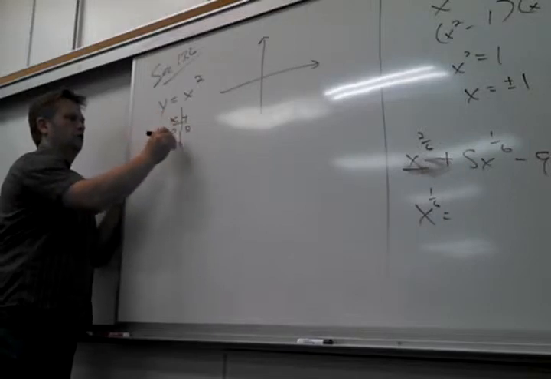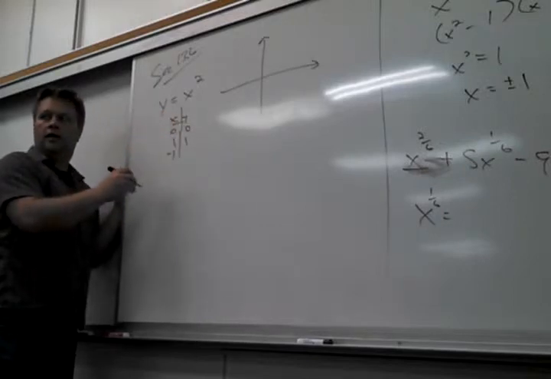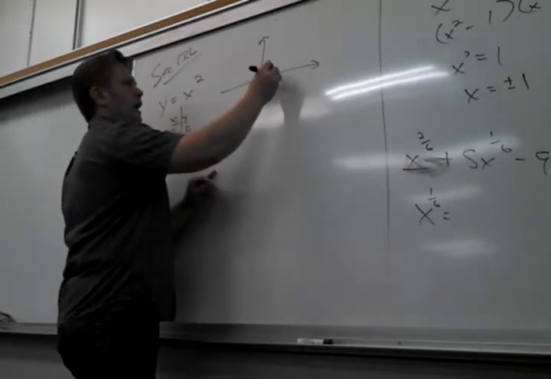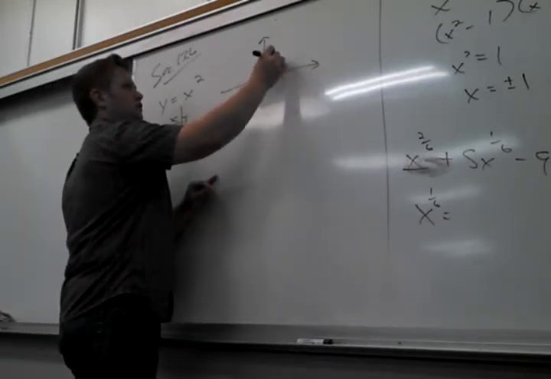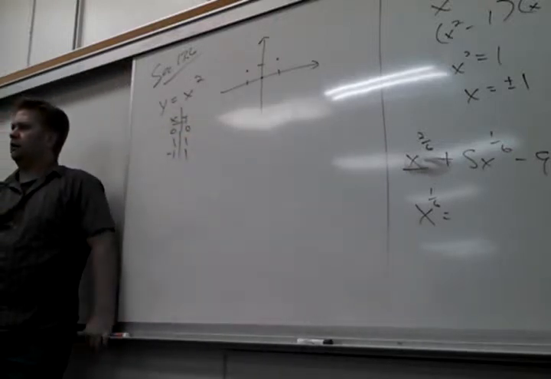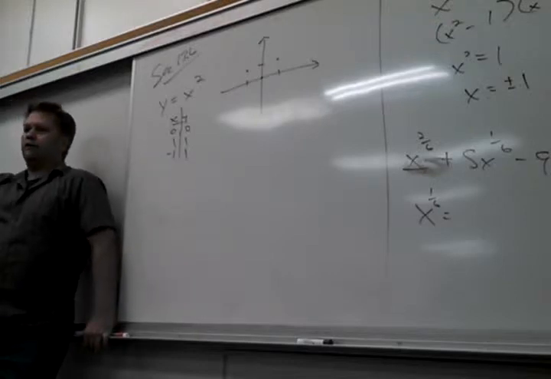0, 0, 1, 1, and negative 1, 1. Good. So that captures the heart of this parabola. You with me? Because the most important point in a parabola, what do you think it is normally? The bottom, or the top, if it's opening down. That's called the what?